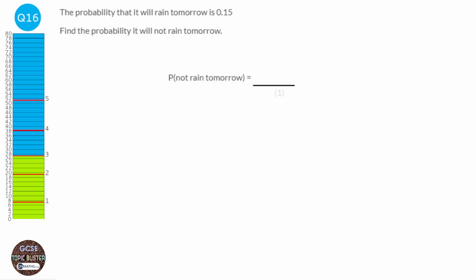All probabilities have to add up to 1, and so the probability it will rain tomorrow is 0.15, and so the probability it won't rain is 1 minus 0.15, which will be 0.85.